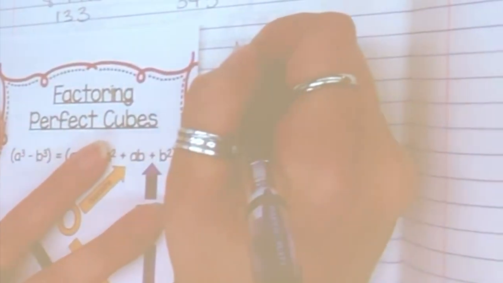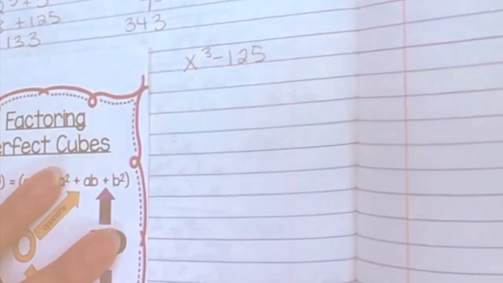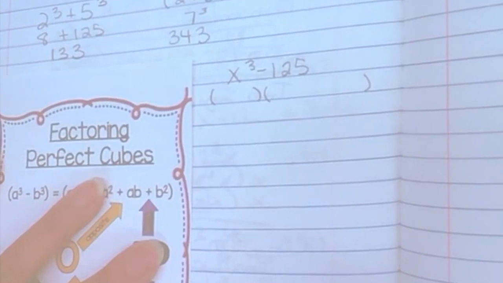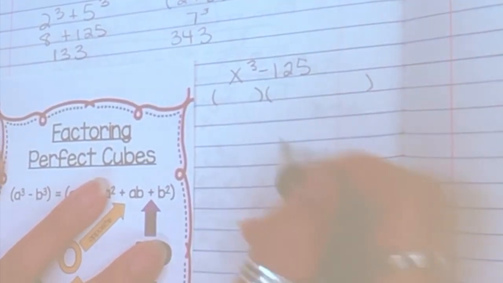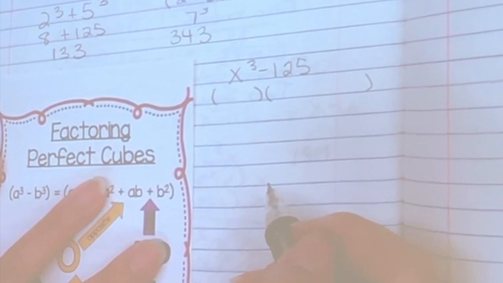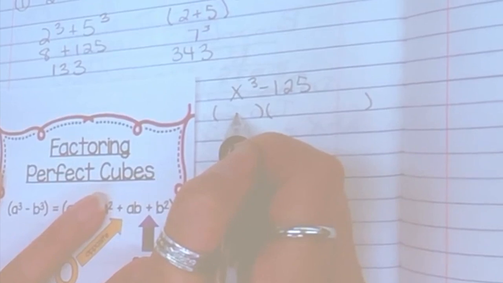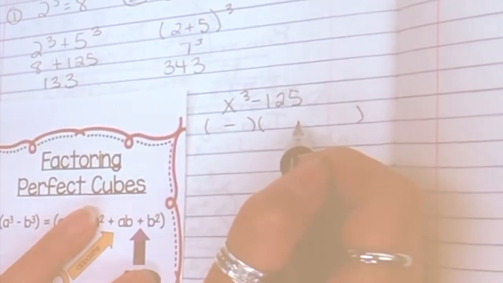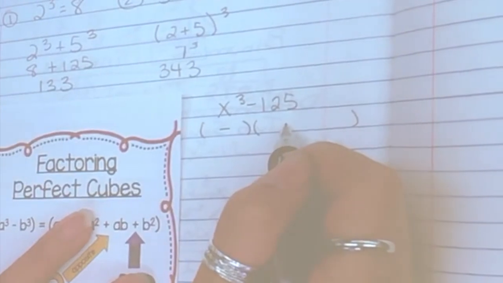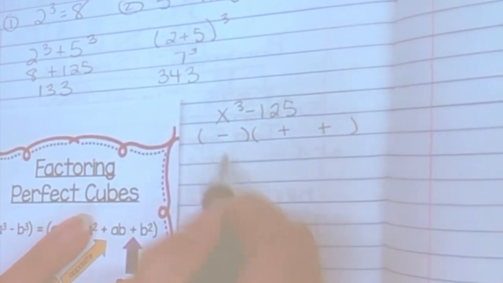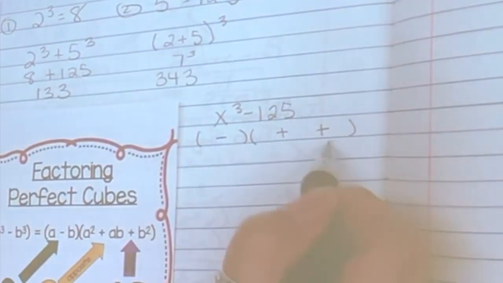So here's one example. We have x cubed minus 125. Okay, so I'm going to write out a binomial and a trinomial. Whatever order you want to do this in is fine. I'm going to start with the signs. What sign should the first one be? Minus, subtraction. What should the next sign be? Positive. And what should the last sign be? Positive. So, same, opposite, always positive.